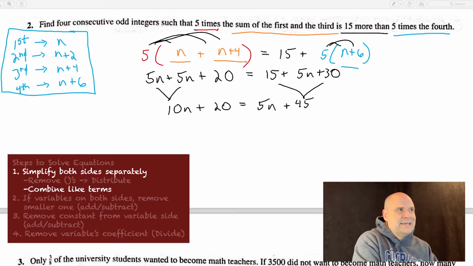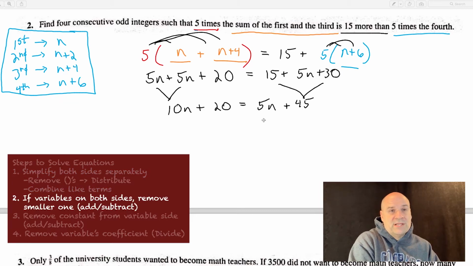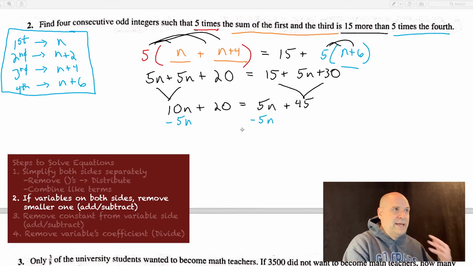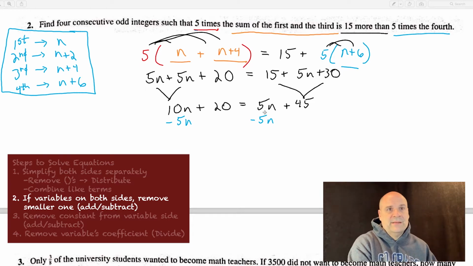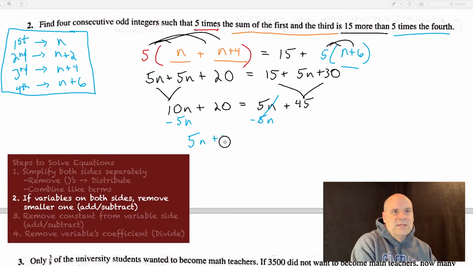All right. Second step to solving equations, get rid of smaller variable term. If you have variables on both sides, you do. You have a 10n and 5n. So get rid of 5n. To get rid of a term, you either add or subtract it. If it's being added, you subtract it. If it's being subtracted, you add it. Okay, so now you have 5n plus 20 equals 45.